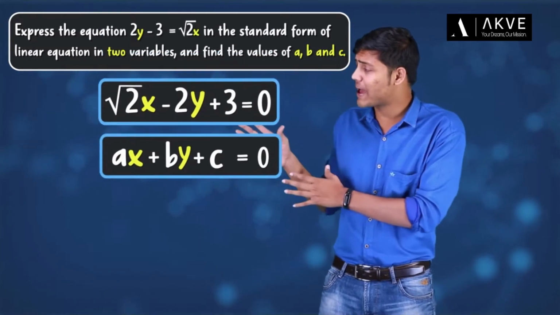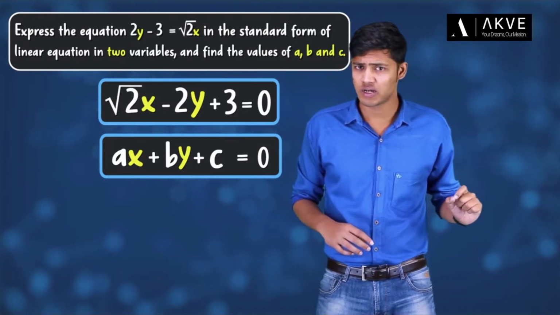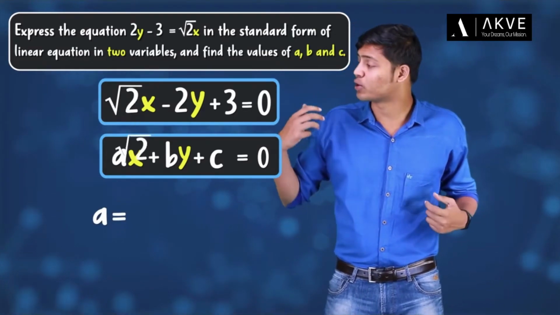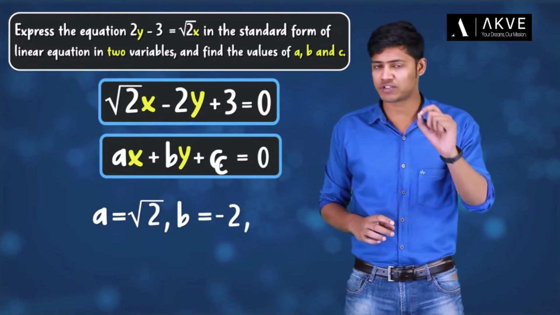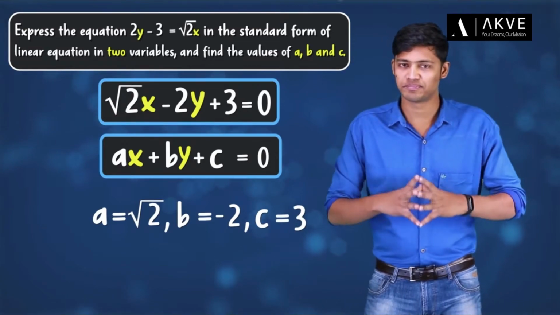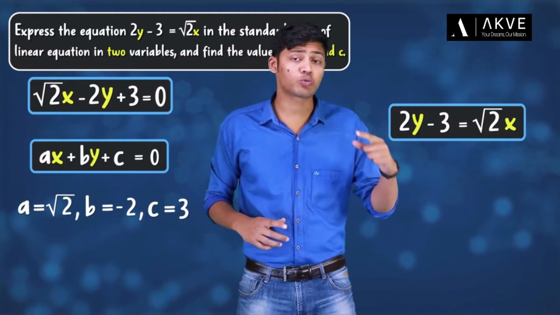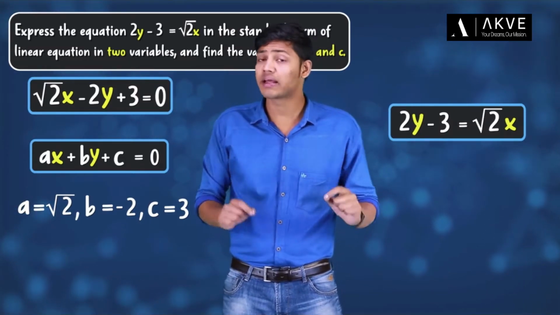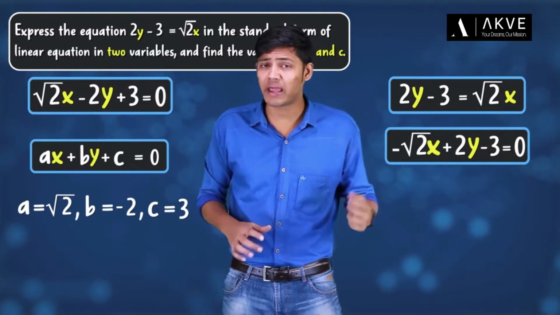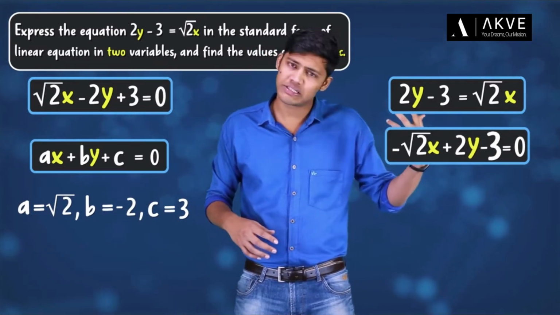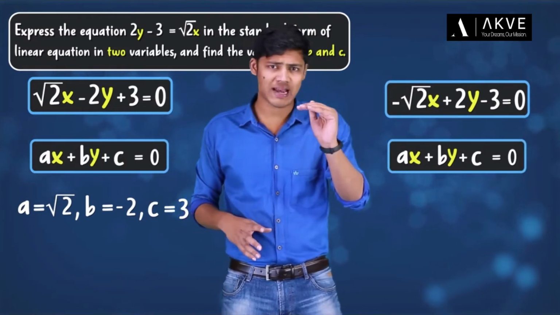Now, on comparison with the standard form of the linear equation in two variables, the value of a will be equal to square root of 2, the value of b will be equal to minus 2 and the value of c will be equal to 3. Now, the same equation 2y minus 3 equals to square root of 2 multiplied by x can be rewritten as minus square root of 2 multiplied by x plus 2y minus 3 equals to 0. And again, this equation is also in the standard form.